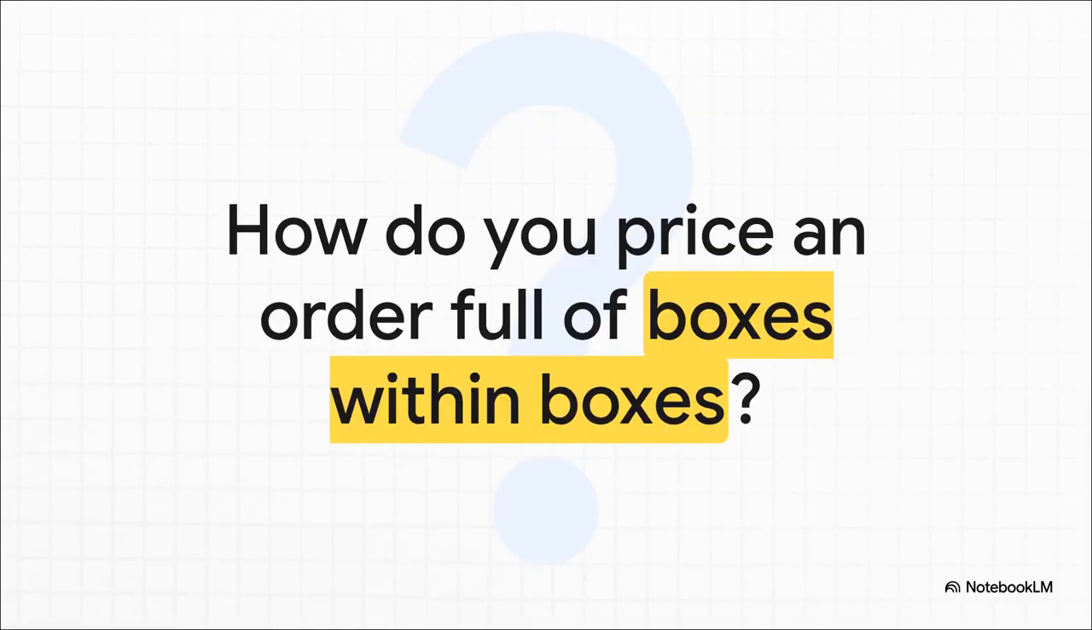So let's just jump right in with a classic problem. Imagine you're building some kind of e-commerce system. An order comes in. It's got individual products, sure, but it also has boxes. And what's inside those boxes? Well, maybe more products, or maybe even smaller boxes, which have their own items inside. So how in the world do you calculate the total price of all that?